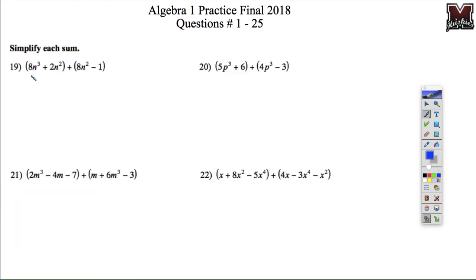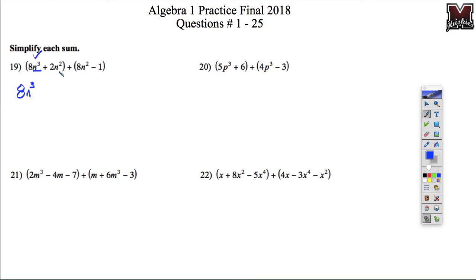Okay, so we're looking for same powers. n to the power of 3. Do I see any other n's to the power of 3? That's what I'm looking for. That's n squared. Nope. That's n squared. Nope. That's just a number. There's no more n to the power of 3's. It's just that one. So let's rewrite it. 8n to the power of 3. Done. Next, so I'm going to put a little check mark so I don't accidentally add that one again.